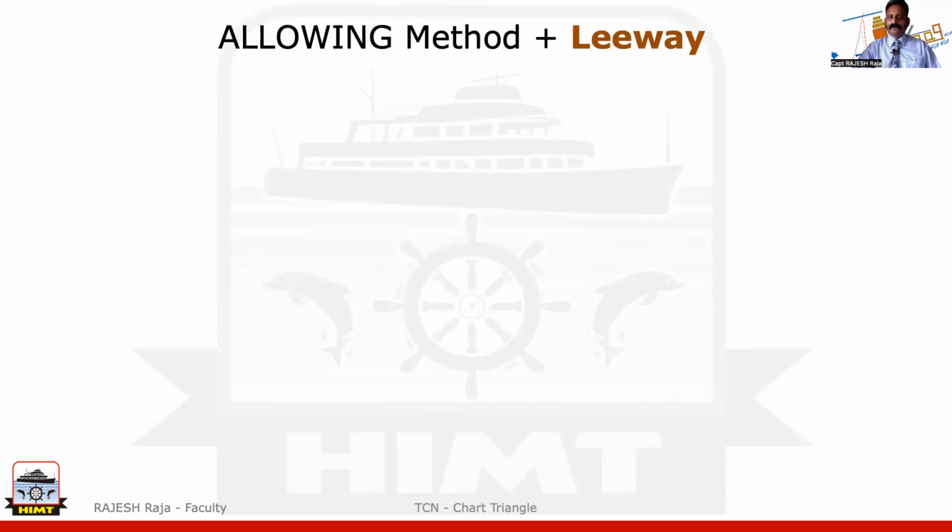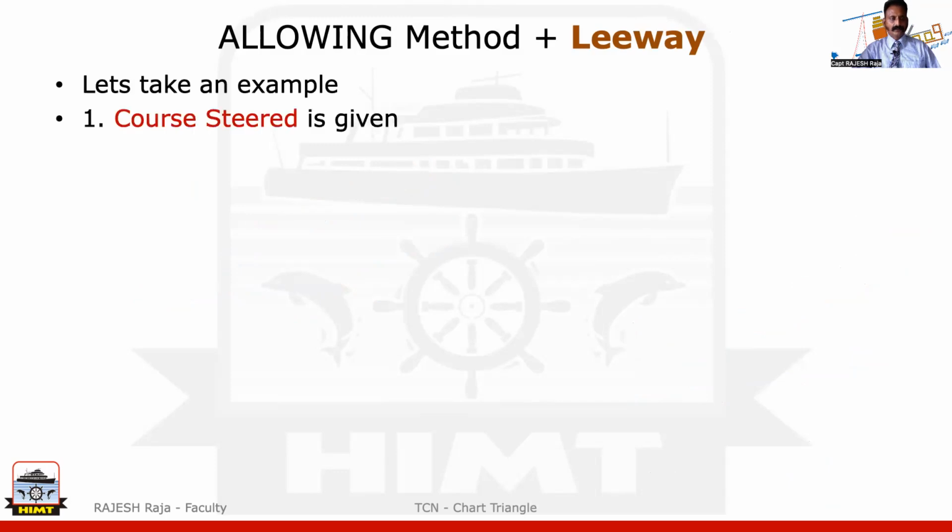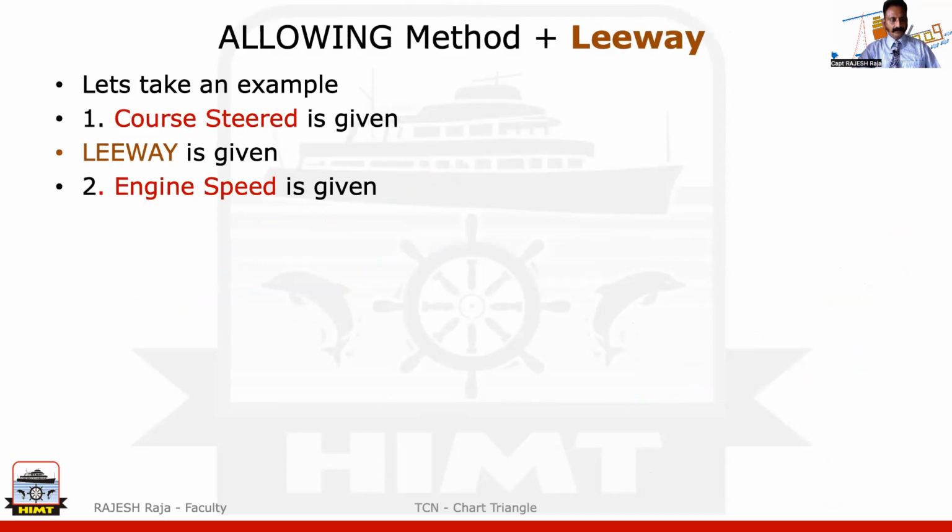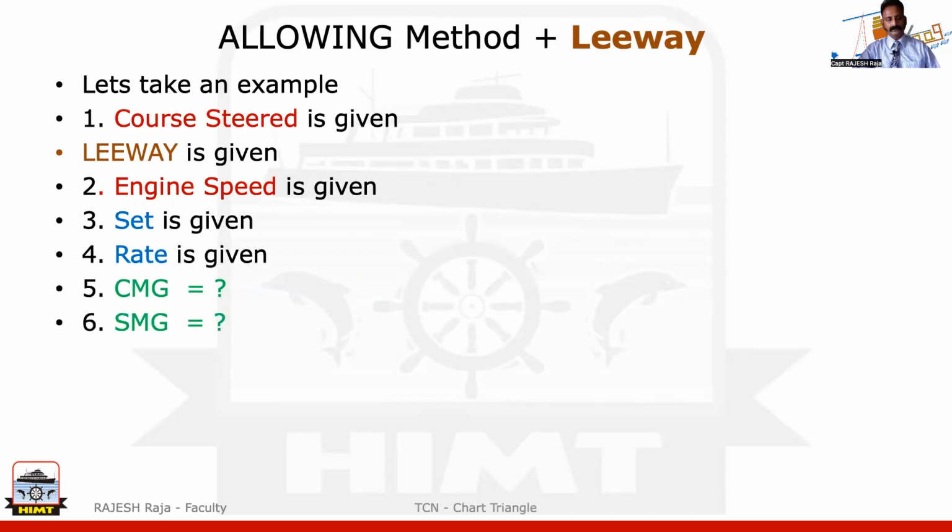Let us incorporate this leeway into our allowing method of chart work triangle, because just now what we have seen is only the wind part of it, and wind normally affects only the track, so it is not affecting the speed. So let us try to put it on the allowing method where I'm having a current as well as a leeway. So I'm going to give you a small example. Let us quickly see. Let us assume that course steered is given to me. Leeway is also given to me. Engine speed is given. Set given. Rate is given. CMG and SMG is not given.